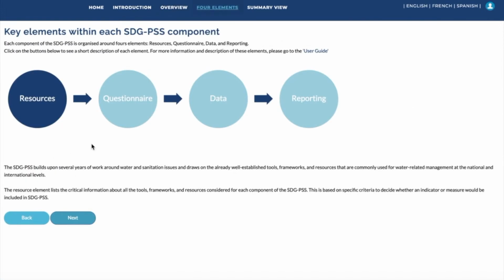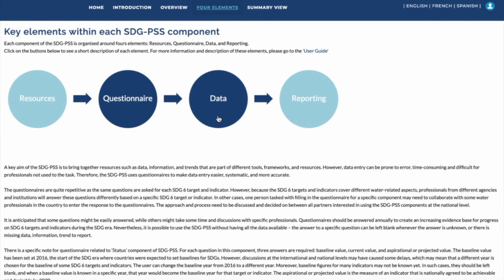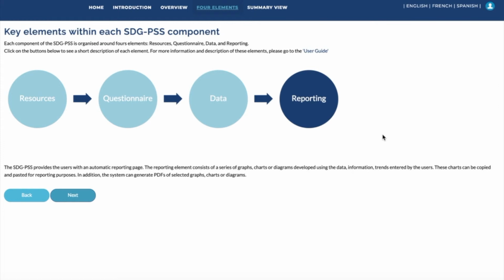Each one of the components is made up of 4 elements. We have resources, questionnaire, data, and reporting. You can click on the buttons to get a full description of each element. In the following modules, we are going to explain each one of these elements. This is very important, so please take some time in this section. Then we click on the button Next.